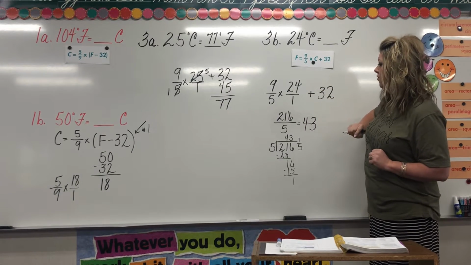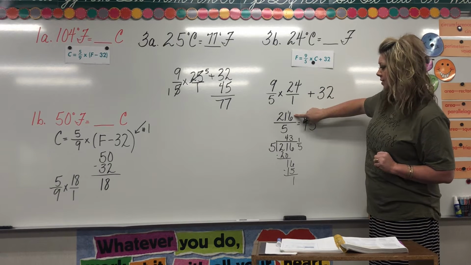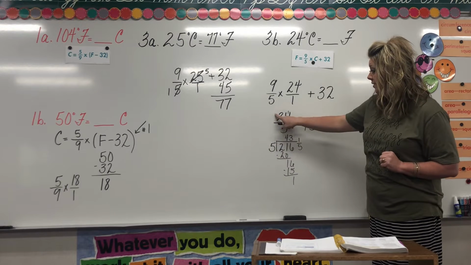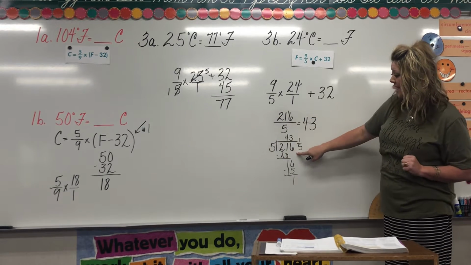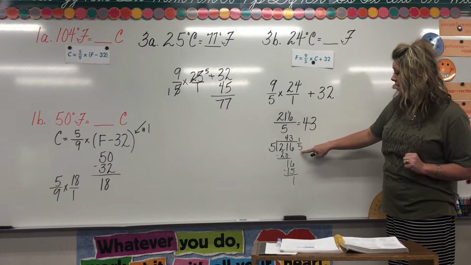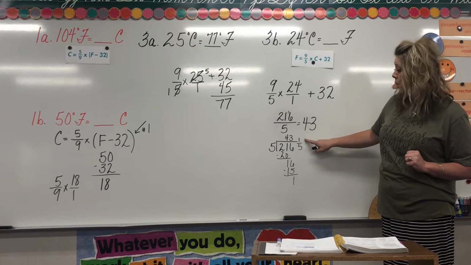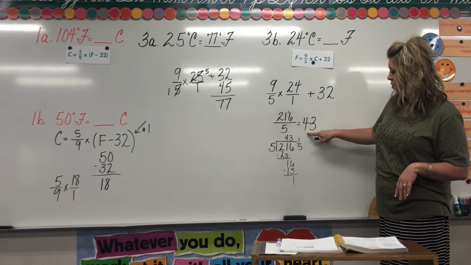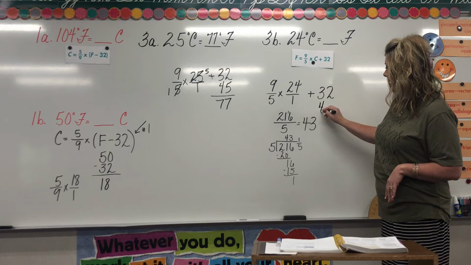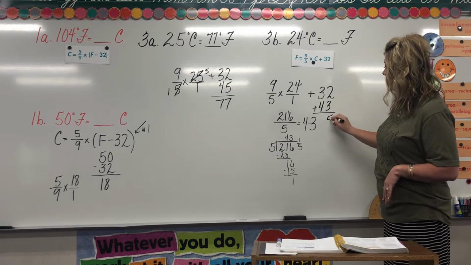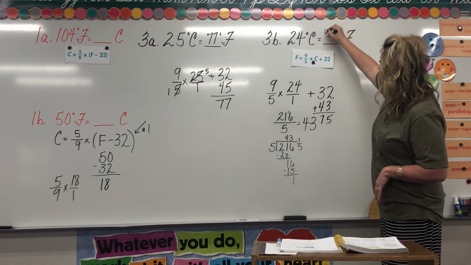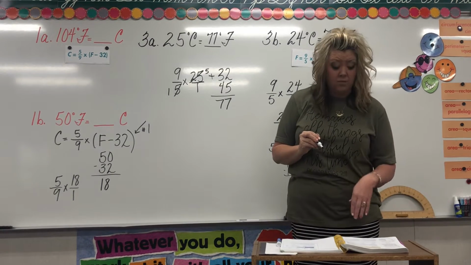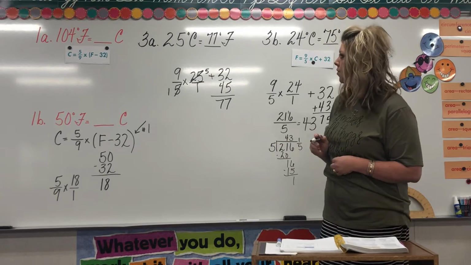So I did the work here for you. 24 times 9 is 216 over 5. Then we divide the denominator into the numerator, 5 into 216, and we get a mixed number answer. And you're simply going to round that. You know that 1/5 is the same as 2/10, which is less than a half, so it just rounds to 43. And my final step is to add 43 and 32 to get 75 degrees Fahrenheit. That is for problem B. And you've got one more in that section. We'll see if you can get that one on your own.